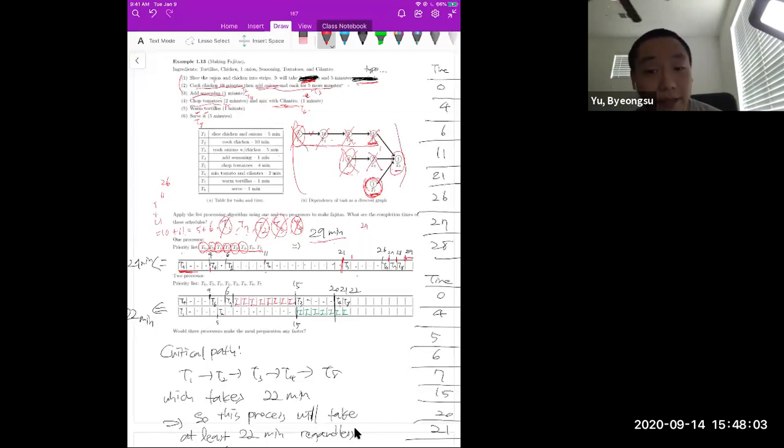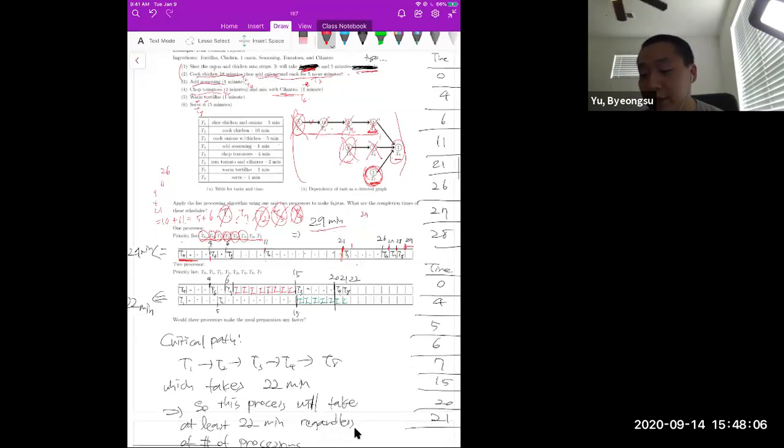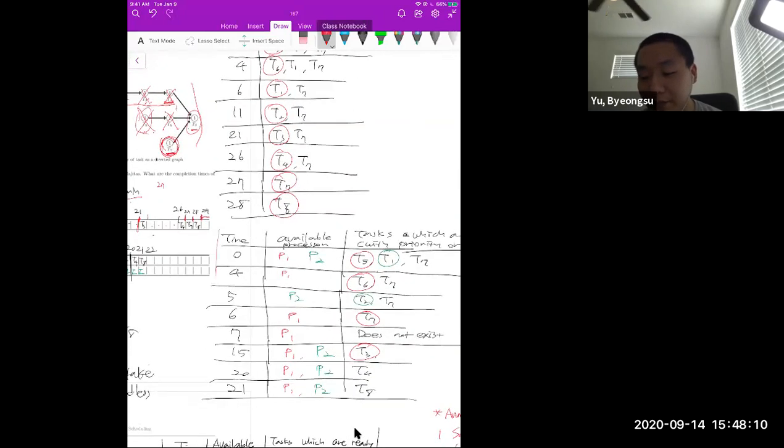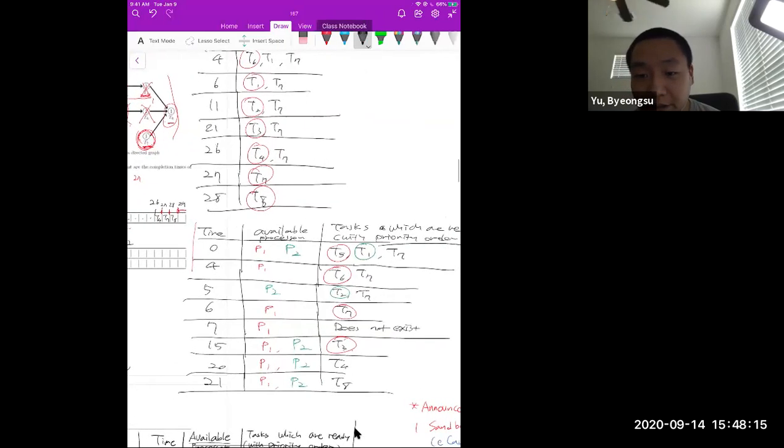Okay, then let's deal with the two processor case. In the case of two processors, we need this kind of table. Yeah, it makes dealing with the scheduling much easier.